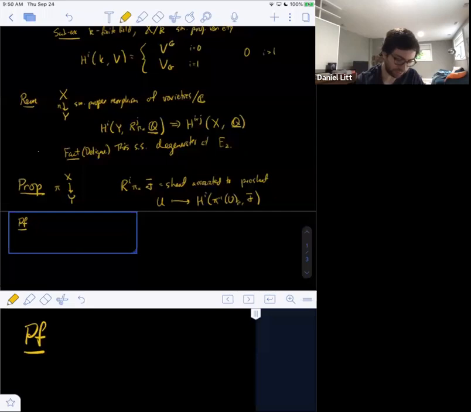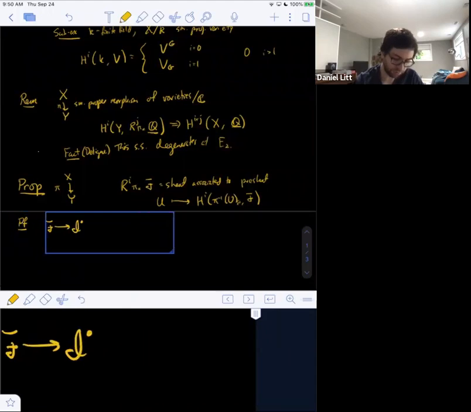Okay, so let's prove this. So first of all, how do we compute the pushforward? So we choose an injective resolution. So this is an injective resolution of our sheaf F.